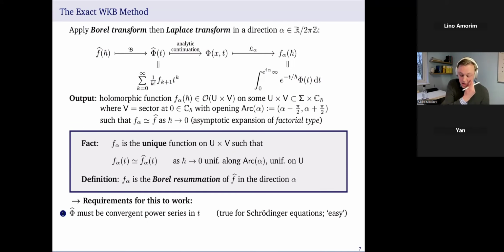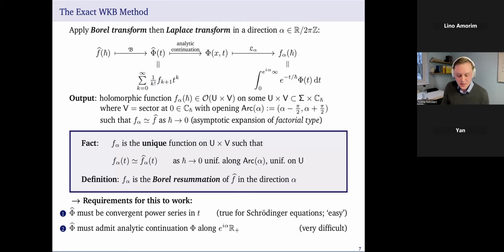So right, there were a lot of ifs in this procedure that I mentioned. In order for this to work, several things need to be satisfied. The first thing, of course, is that this phi hat germ needs to be a convergent power series in t. Otherwise, analytically continuing it makes no sense. For Schrödinger equations, that's true, and in the grand scheme of things, that's an easy fact.